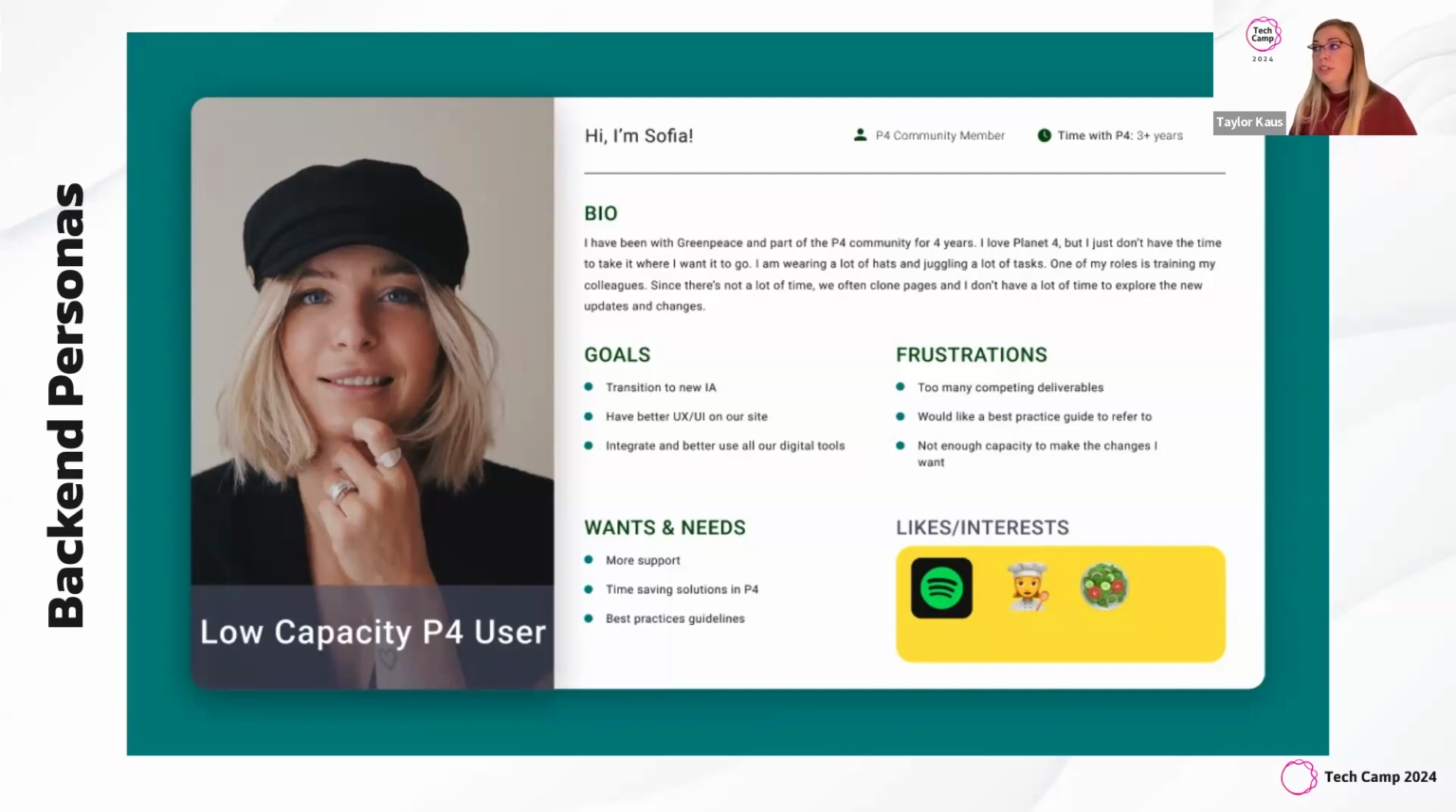My goals are to transition to the new information architecture, have better UX and UI on our site, and integrate and better use all of our digital tools. I'm frustrated by having too many competing deliverables. I would like a best practice guide to refer to, and I don't have enough capacity to make the changes I want. The wants and needs is more support, have more time-saving solutions in Planet 4, and again, something to refer to. And then my likes and interests include Spotify, cooking, and eating.